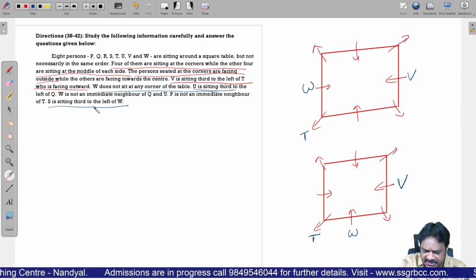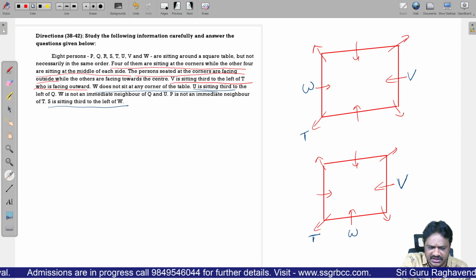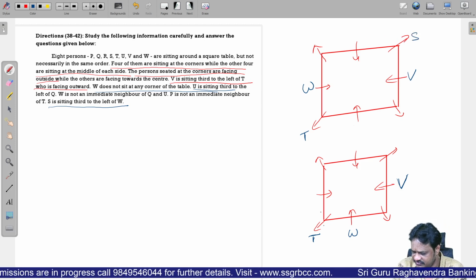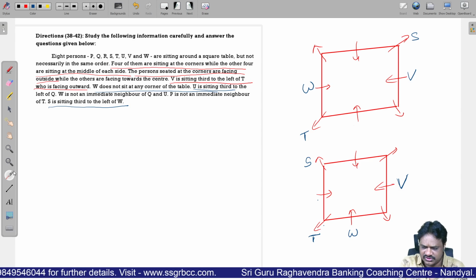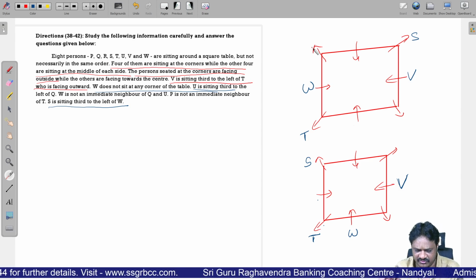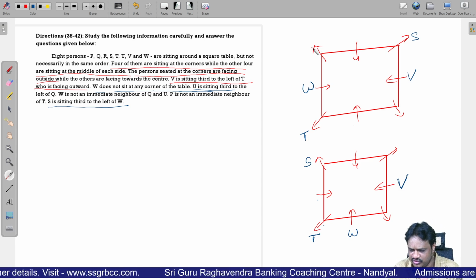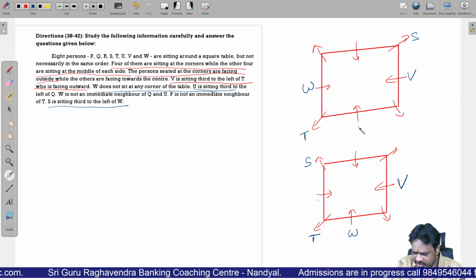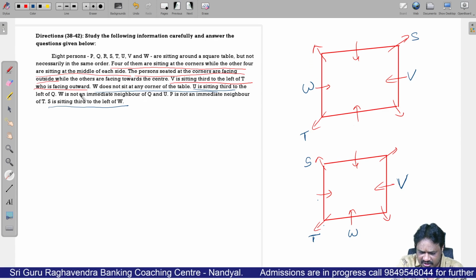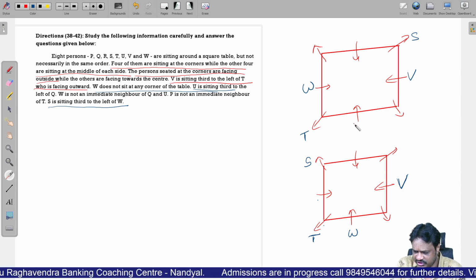Now, S is sitting to the left of W. First, second, third. Here you write S. Then W is not the neighbor of Q, so here you won't get Q. Wherever you write Q, Q left to third you should get U. If I write Q here, Q left to third is U. But W is not the neighbor of U also, so here I can't write Q.